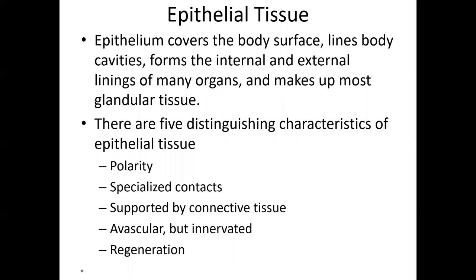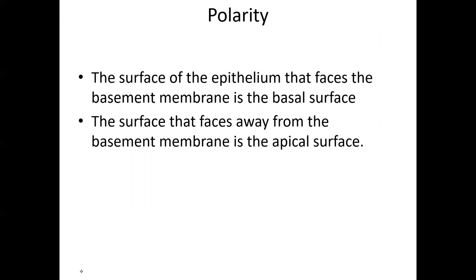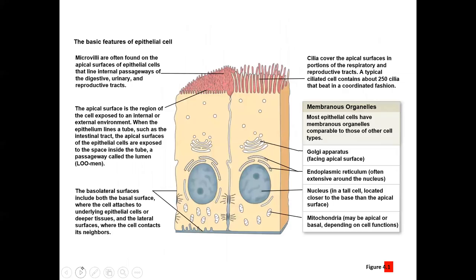And all epithelial tissue has five characteristics. The first of those is polarity, meaning there's two sides. There's a basal surface that sits on what's called the basement membrane, and there's an apical surface that faces the open space or the outside world. So the basal surface is down here at the bottom, and the apical surface is up here, facing the open space or the outside.